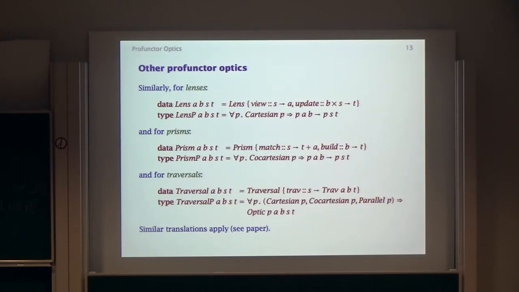So let me assert that exactly the same trick works for lenses and for prisms and for traversals. We have the three concrete types, which are just records. We have the three profunctor representations of them, which are just these optic things. They're ways of turning PABs into PSTs for various kinds of P. For lenses, you're allowed to assume that it's not just a profunctor, but a Cartesian profunctor. For prisms, you're allowed to assume that it's not just a profunctor, it's a co-Cartesian profunctor. And for traversals, you're allowed to assume both of those and another thing that I haven't told you about.